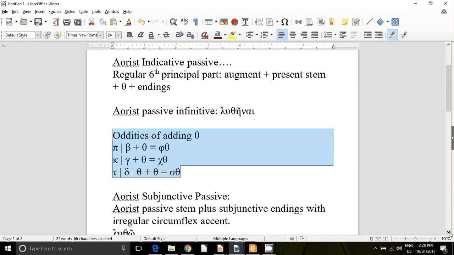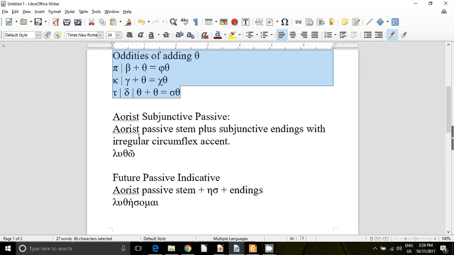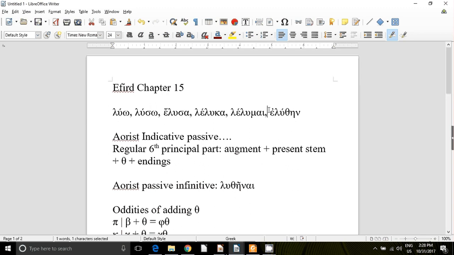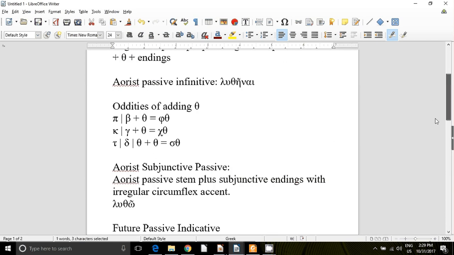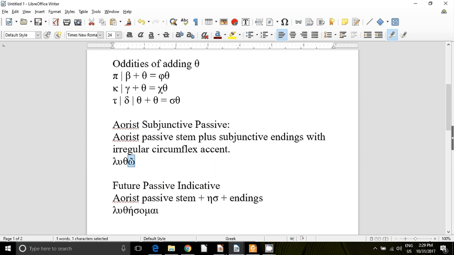How do you form the aorist subjunctive? Well, you're going to take the aorist stem, right? Drop the augment from the 6th principal part, drop the ending from the 6th principal part, and you're left with the aorist stem, which again is formed with the present stem plus theta. But again, if you've got an irregular principal part, you need to come to the 6th principal part, drop the epsilon, drop the ending, and whatever is left will be your stem. And then you add your normal subjunctive endings, but with an irregular accent.